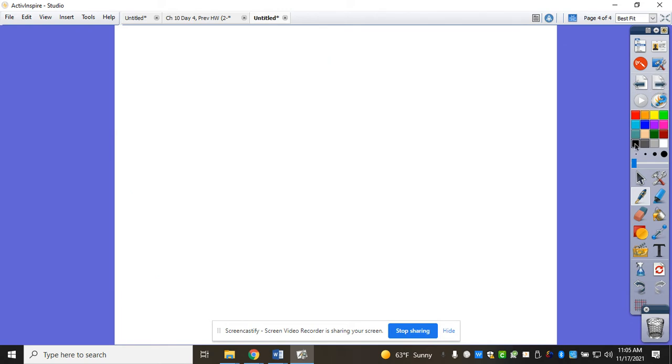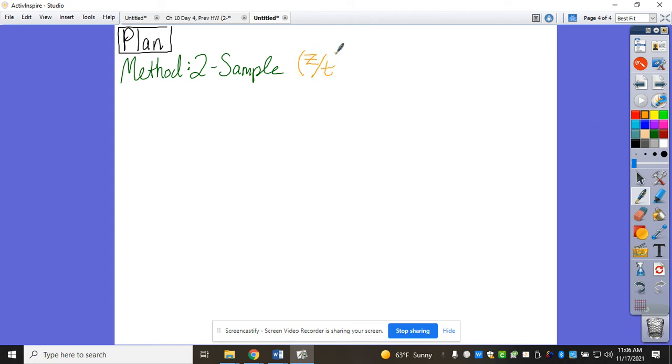Alright, so plan. What's my first part? Method. And this is a 2 sample. I get a decision, Z or T. I'm not going to forget to write it today. What do I need to write when I write that?